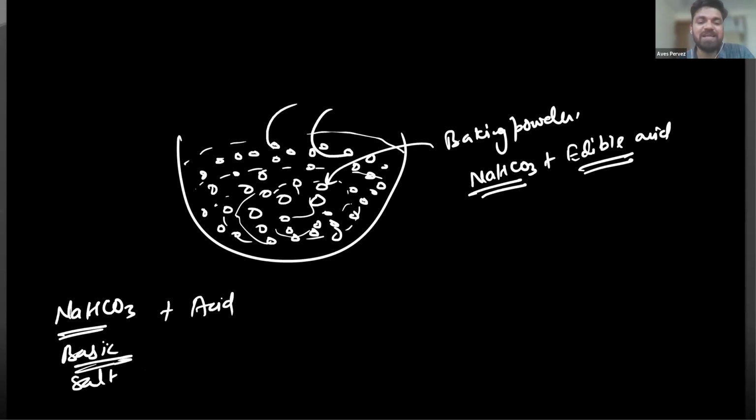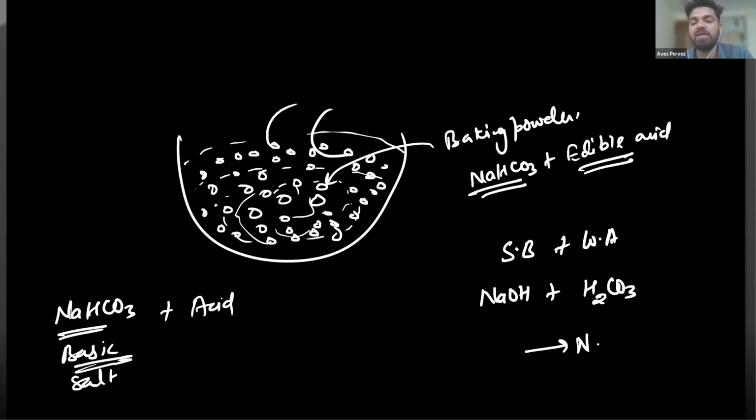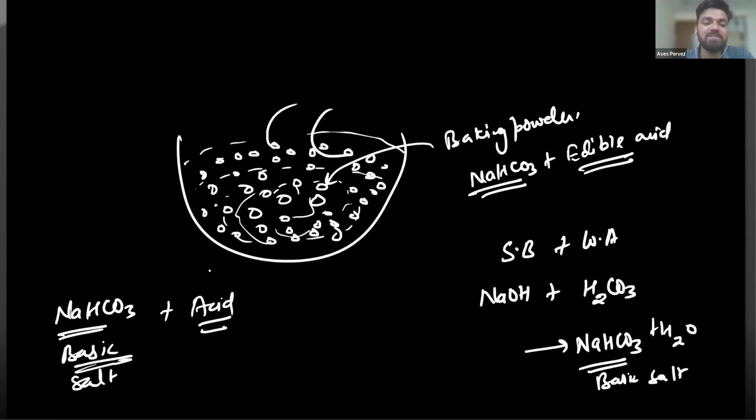So it has a bitter taste due to its basic nature, because it is a salt of a strong base and weak acid. Like NaOH is a strong base, when it reacts with the weak acid H2CO3, it will give you NaHCO3. So this is a basic salt. When we add acid to it, it will neutralize its bitter taste and will not give the bitter taste to the food.